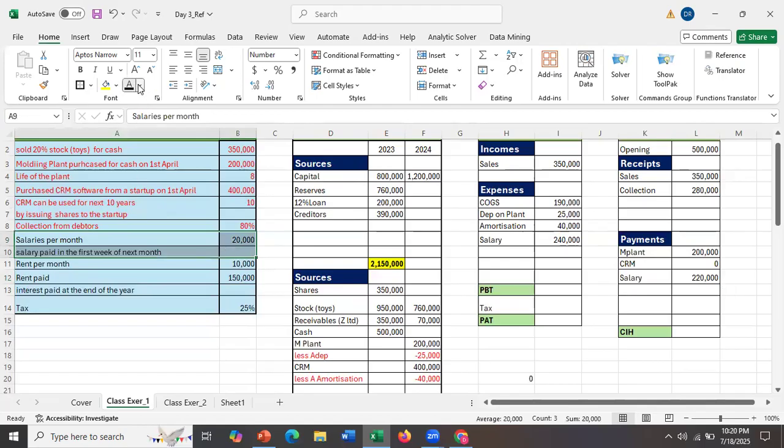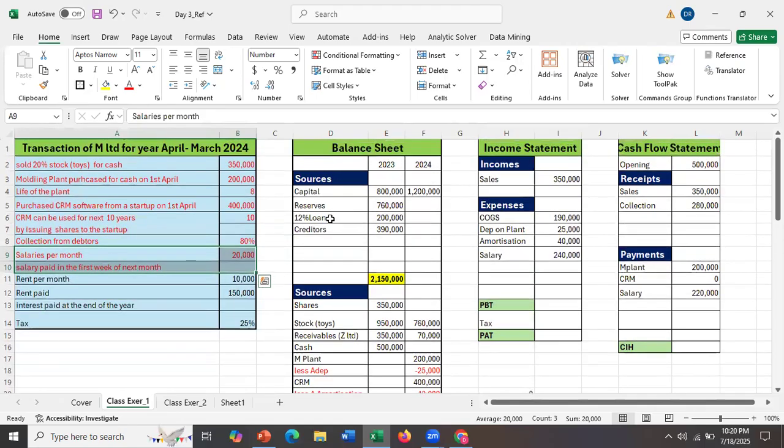We can see that here. The salaries are paid in the first week of the next month. So the salaries of March will be paid in April. But what about the salaries of March 23? Have been paid because there is no liability on the balance sheet. This is why I often say, read the balance sheet, listen to the numbers on the balance sheet, talk to them.